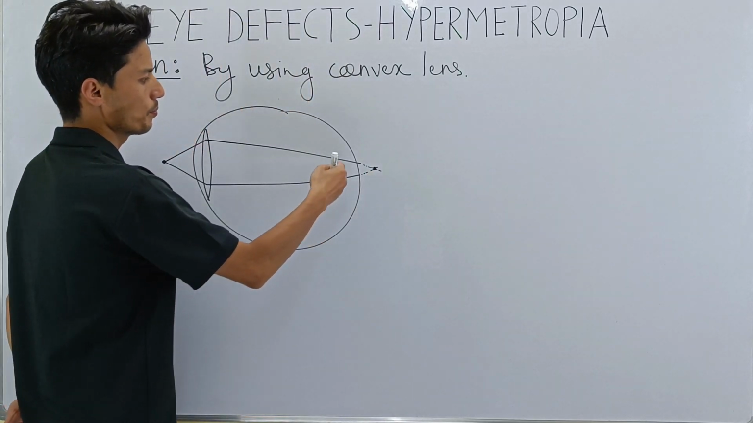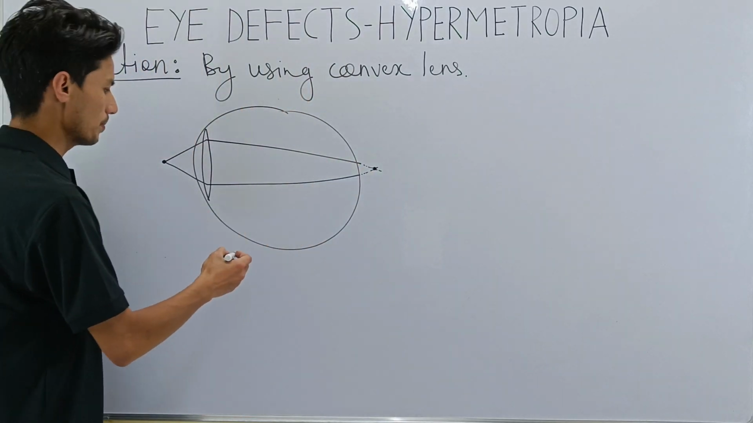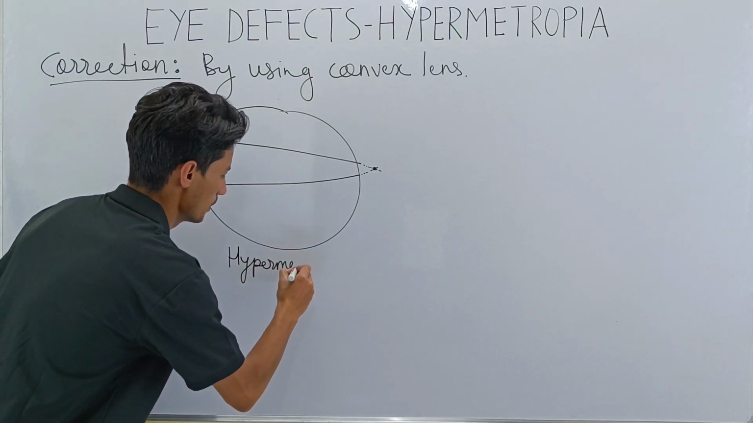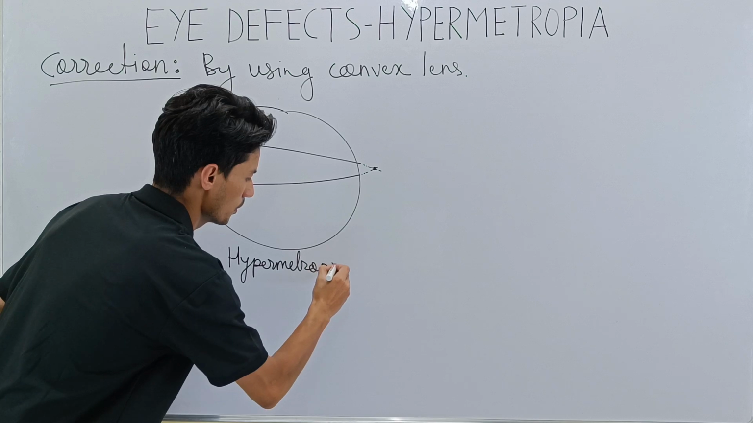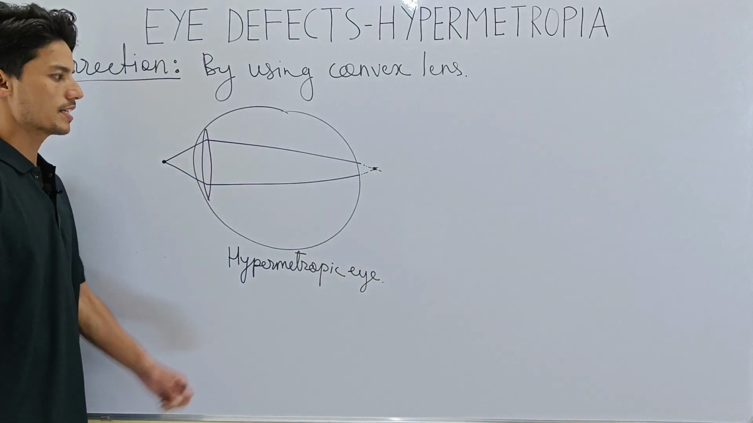So it's formed behind the retina. Alright, this is the problem eye. This is the hypermetropic eye. Okay, now let's correct this.